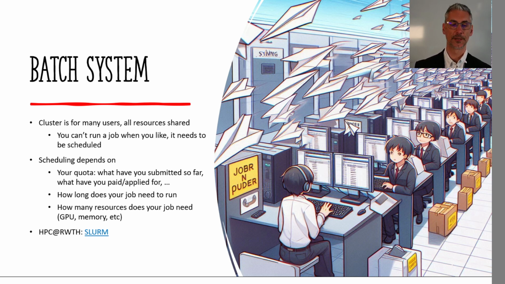The scheduling also depends on how long your job needs to run. Of course, it makes a difference if your job runs for 5 minutes or 24 hours, right? If you request a job to be able to run for 24 hours, the scheduling system needs to find a slot where it can find 24 hours of consecutive time. If you only request 10 minutes, this is much easier, of course.